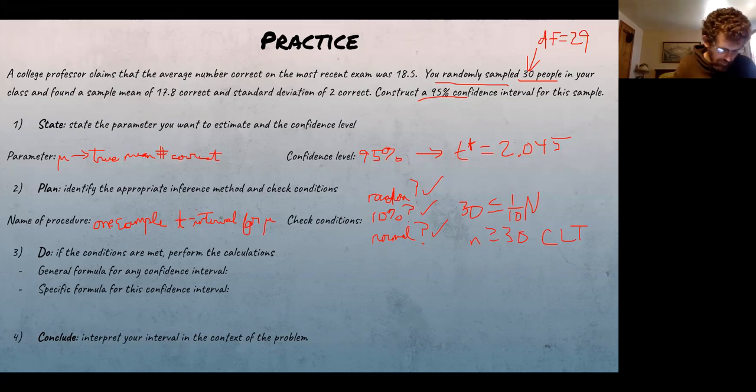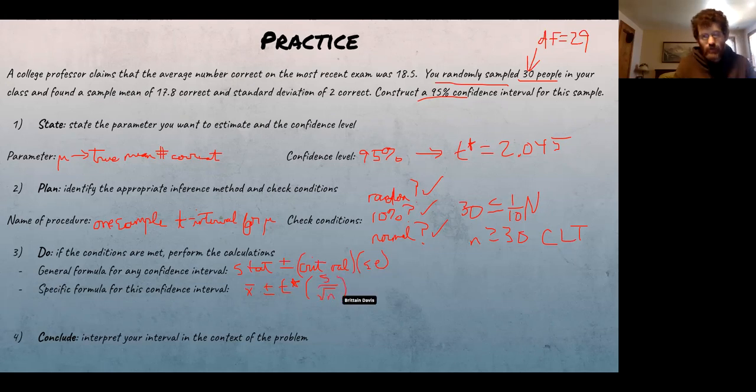Okay, the general formula is going to be the stat plus or minus the critical value times the standard error. I'll just put SE right here. So the specific formula, because this is means, is going to be X bar plus or minus T star. The standard error is going to be the sample standard deviation divided by the square root of n. And we've just shown we know what we're doing and why. And now we can substitute values in.